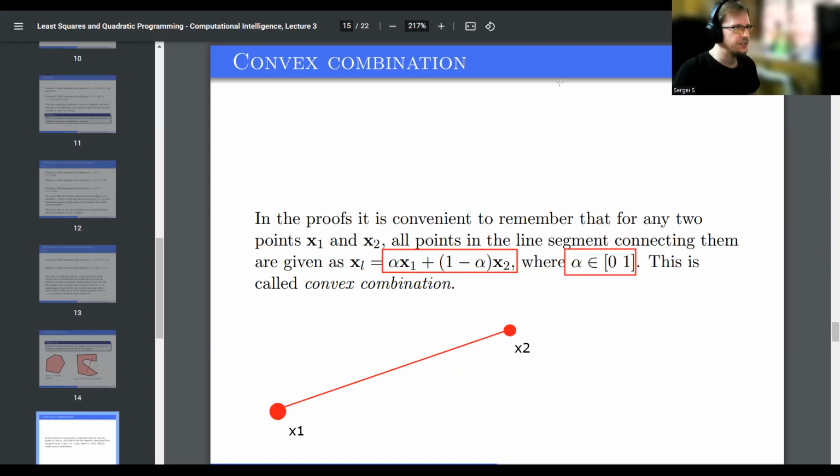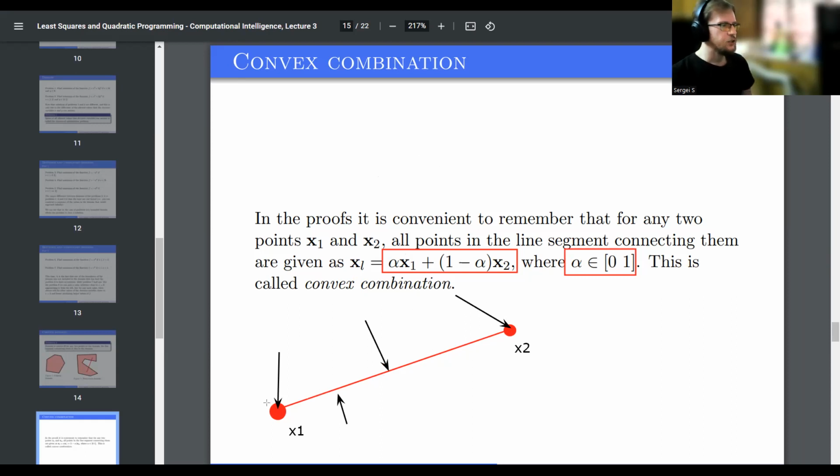So if you want to discuss any points on this line segment, you can always just pick an alpha that you like, and you would get, if you pick alpha equal to 0, this is where you are. If you pick alpha that is 1, this is where you are. If you pick alpha that is 0.5, you'll be here. 0.25 here, etc. So varying alpha, it works as a slider. Your solution goes from here to here. So your point x lies on the line segment.